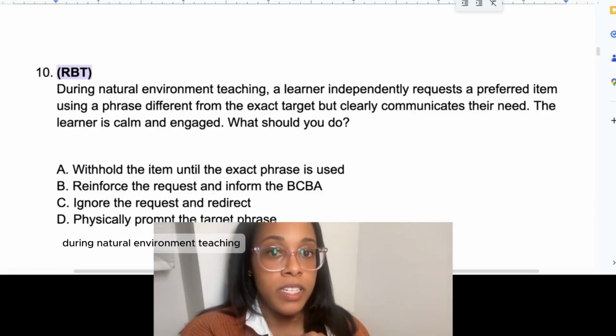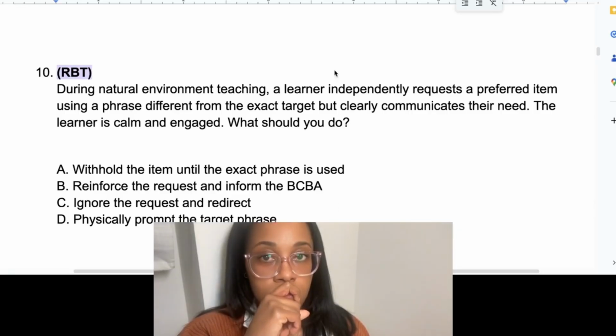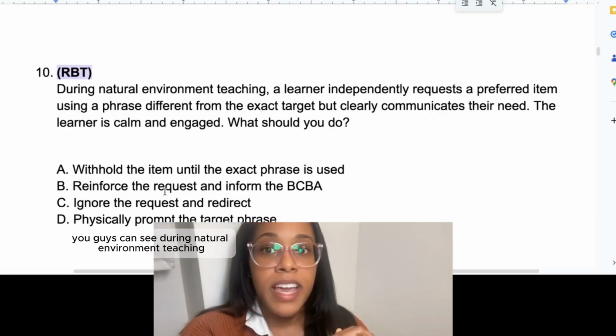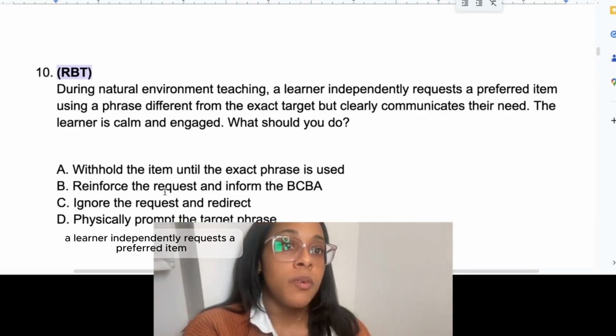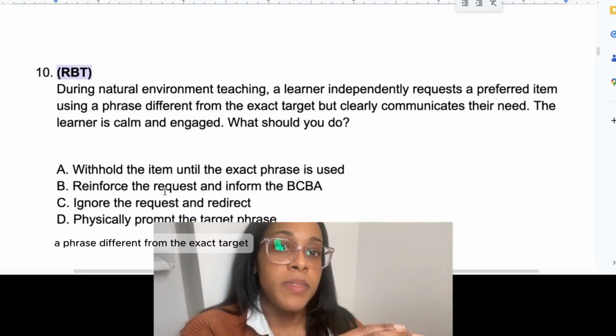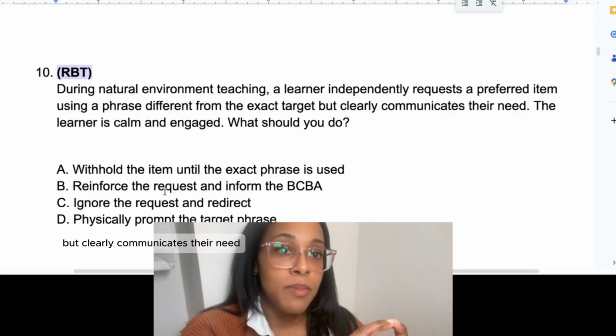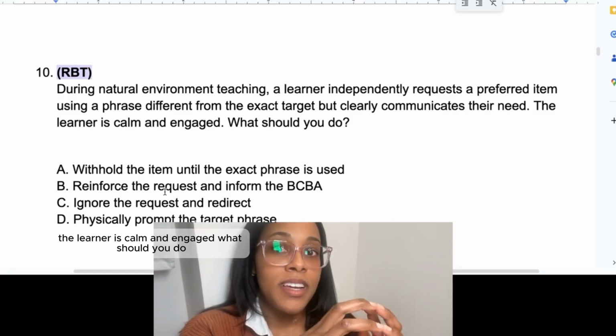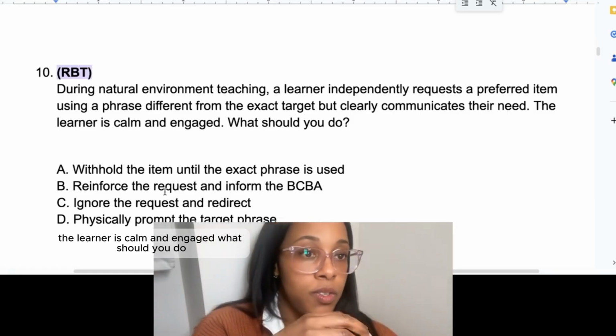During natural environment teaching, okay, yeah, you guys can see. During natural environment teaching, a learner independently requests a preferred item using a phrase different from the exact target, but clearly communicates their need. The learner is calm and engaged. What should you do?